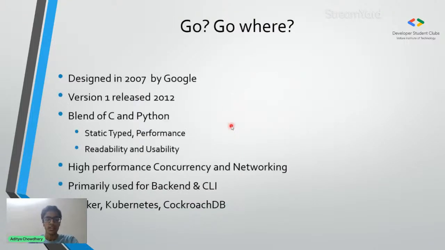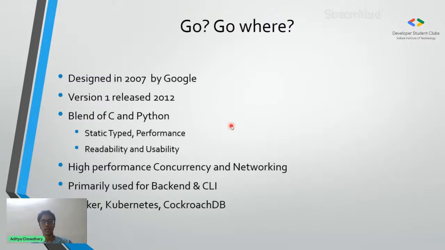Firstly, Go was designed in 2007 by Google, and version 1 was released in 2012. It's basically a blend of C and Python. It's statically typed, which means that you have to declare a variable and its type before you can use it.